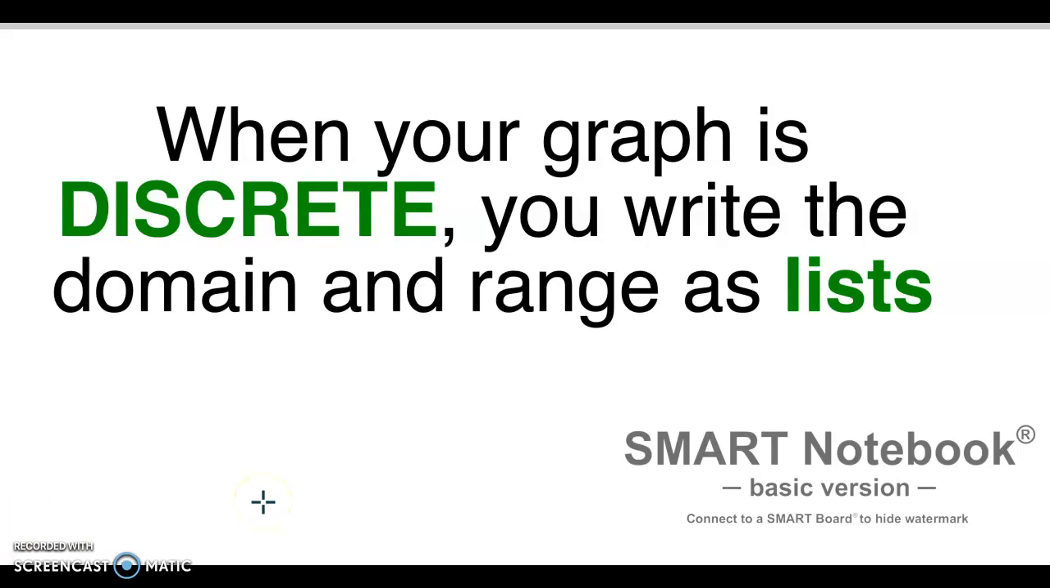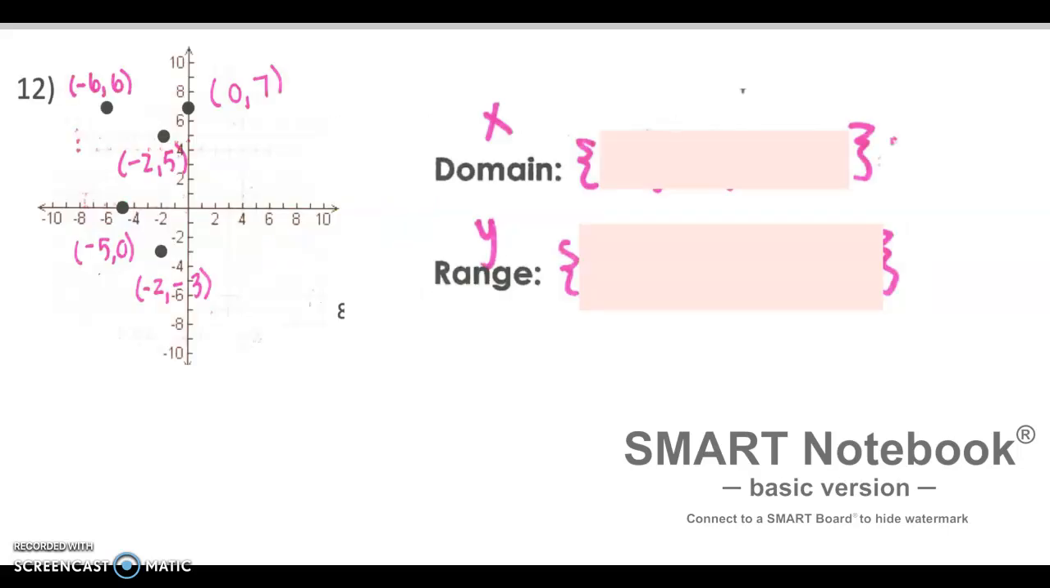So first we're going to start by looking at functions that are discrete. When your graph is discrete, you write the domain and range as lists. So we're going to look at an example here. The first example on your paper, you just have points on a coordinate plane. The very first thing that you would do is go through each point and list the coordinates of each point. This will help us when we're trying to identify the domain and the range.